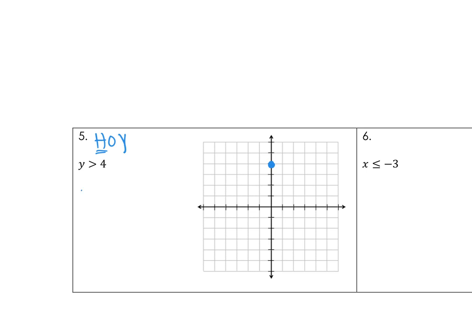But if it's y is greater than, that horizontal line needs to be a dashed or dotted. Yep. Sorry, I say both things. And then if it's greater than, our shading is going to be above that. So we'd shade just this little part of the grid here.